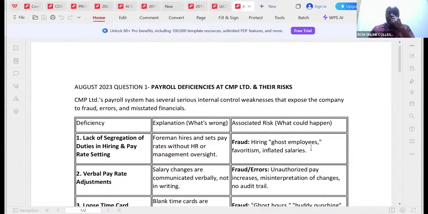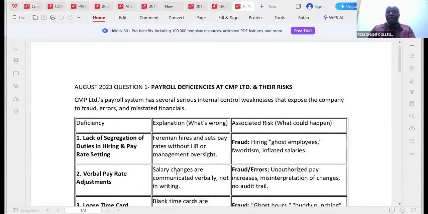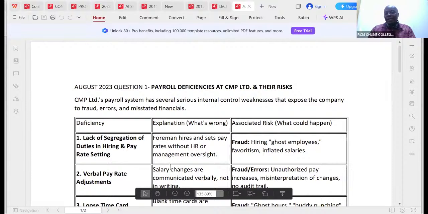Now, the next deficiency or weakness, remember deficiencies are weaknesses: verbal pay rate adjustments. What could go wrong here? Salary changes are communicated verbally, not in writing. It's an explanation.